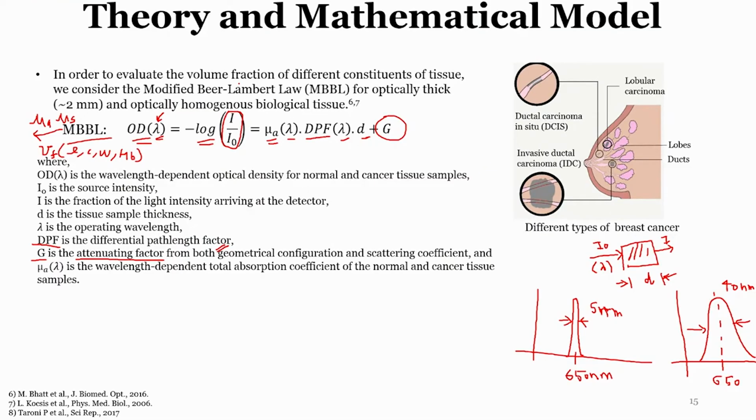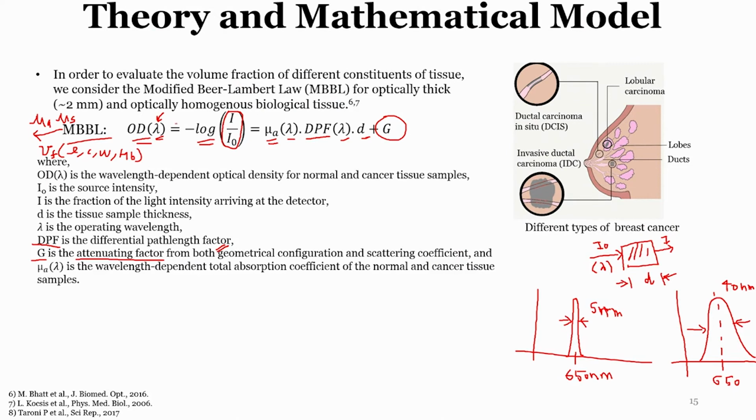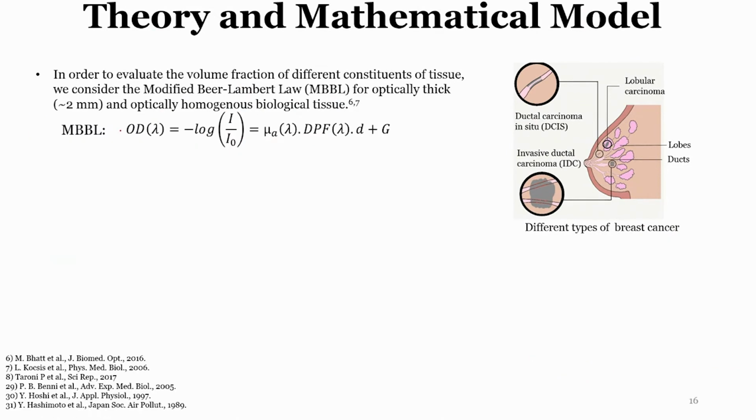Going to the next, how do we eliminate G, the attenuation factor? This is the same equation, the modified Beer-Lambert law. Earlier we only had mu A as a function of wavelength and d, but now we have also introduced the DPF and the G.